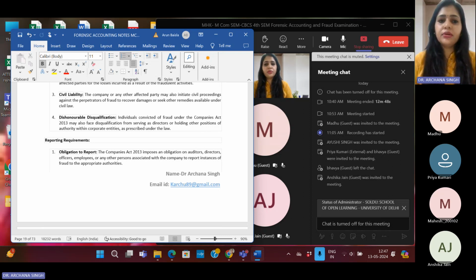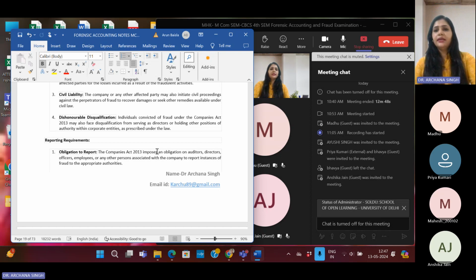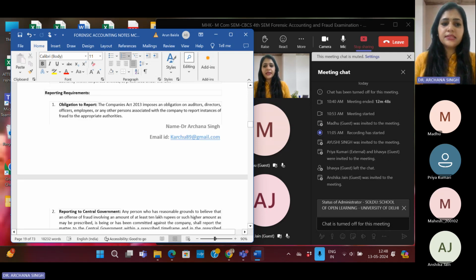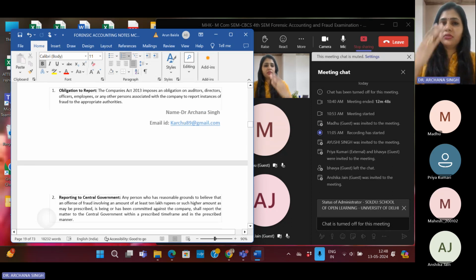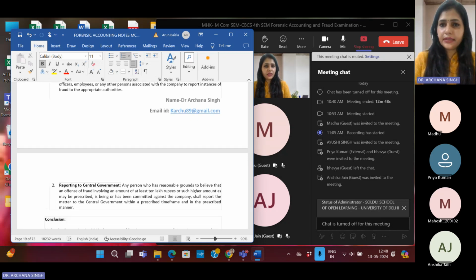So obligations to report are, first of all, the Companies Act 2013 imposes an obligation on the auditors, directors, officers, employees, or any other person related to the company to report instances of fraud to the appropriate authorities. The persons who are directly or indirectly related with the company or organization have to report if they feel any fraud has been done in the company. So first is the obligation to report: these stakeholders are obliged to report if they observe any fraudulent activity.